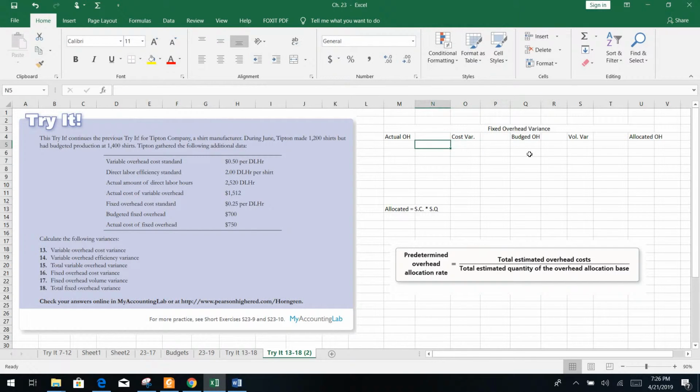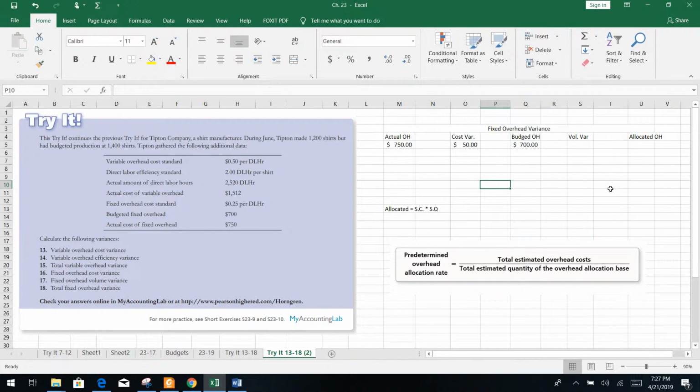Okay, so some of these values are already given, so let's look and see what is given to us, and fill in what's given. So it says right here, actual cost of fixed overhead, actual overhead $750. Okay, and budgeted fixed overhead $700. Okay, and the difference between 750 and 700 is 50. All these are dollar amounts, so I'll just go ahead and put in the formatting.